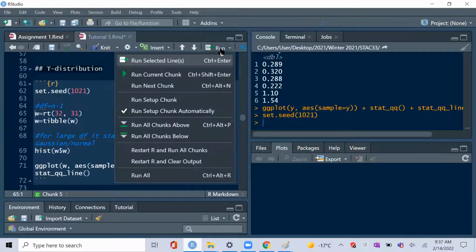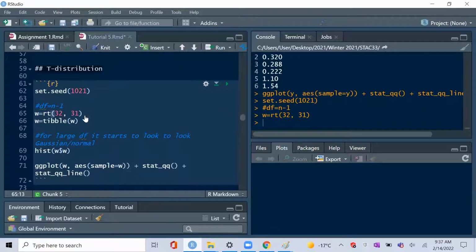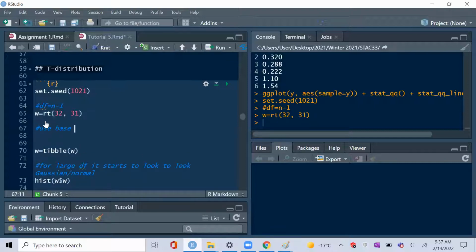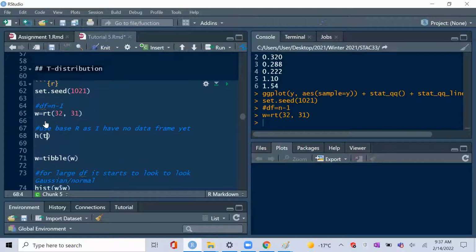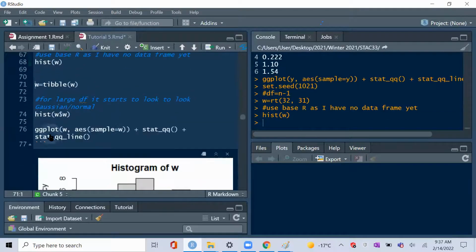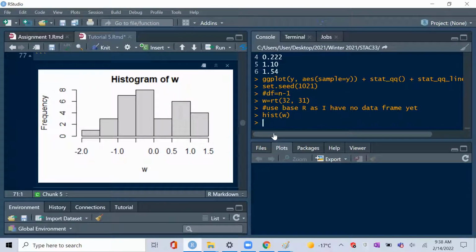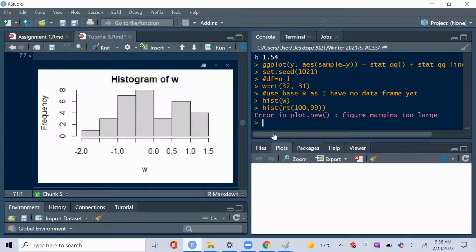And just to show you what it looks like, before I actually do, I'm going to use base R, as I have no data frame yet, and show you a histogram of W. You'll see that it looks a bit symmetric, but different. There's a twist, right? Actually, because the sample size is small, you can't see it. Let me create a random variable that really has a very large sample size and show you what you got.